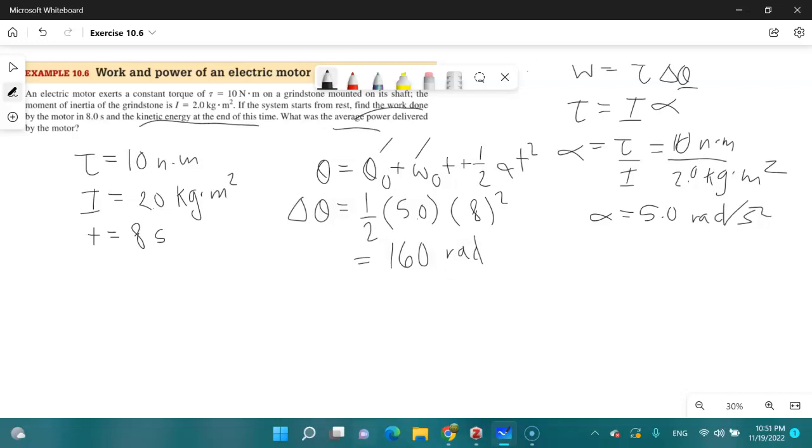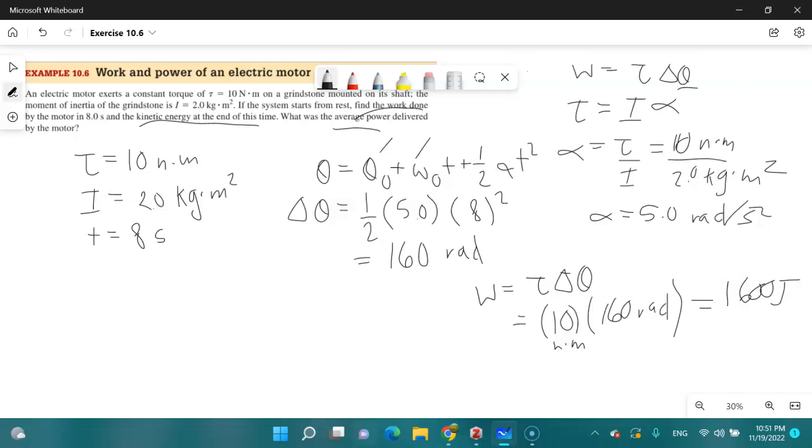And now to find the average power delivered by the motor, we have to use another equation. We have the work, and we know that the work is going to be the torque times the change in theta. We already have both those values, so we take the 10 newton-meters times the change in theta, which we now know is 160 radians. So the work done by the motor in 8 seconds is 1,600 joules.